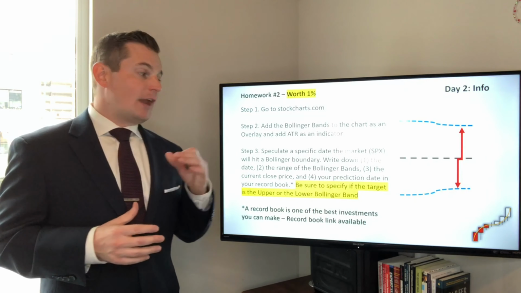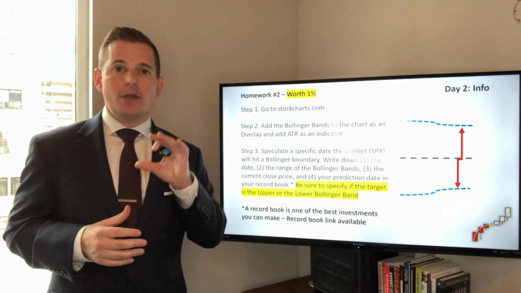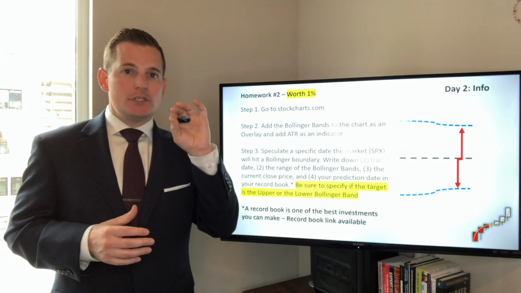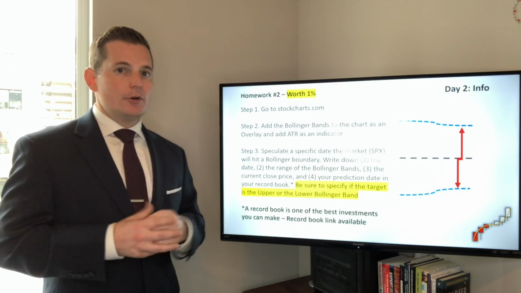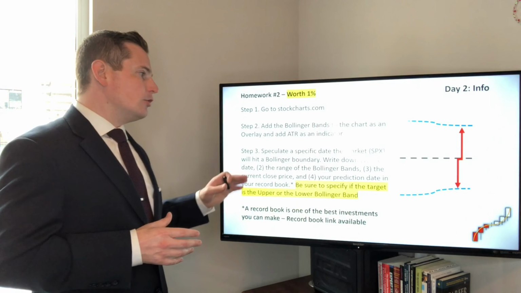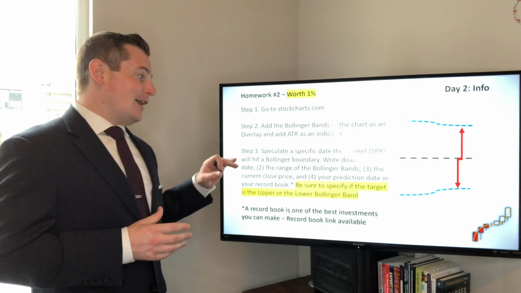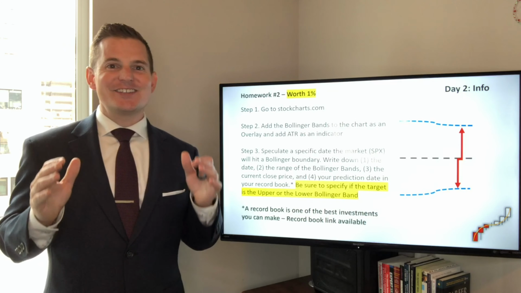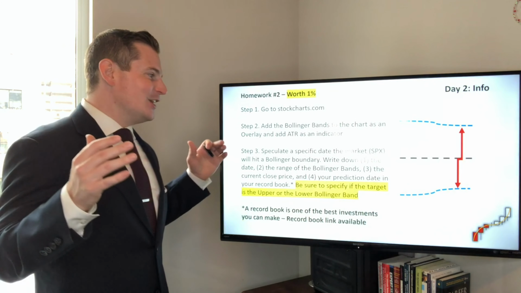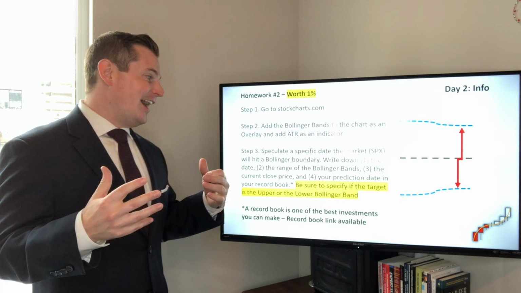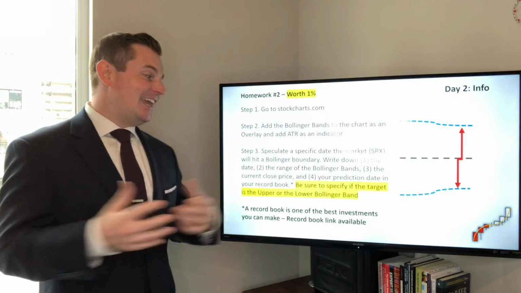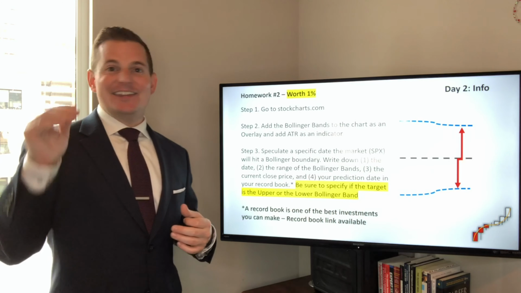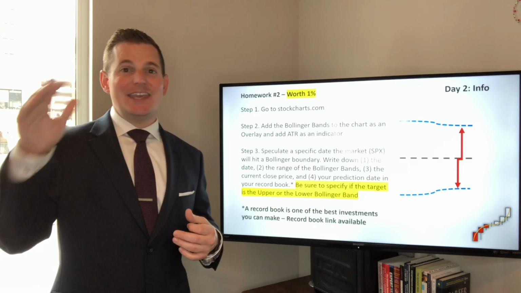And then you're going to write the range of the Bollinger Bands. When you pull up the Bollinger Bands on the chart, it should be in green at the top. You should see an upper and a lower number for the Bollinger Bands. And then you're going to want to write down the current close price. And lastly, and this is where it gets really fun, you want to specify a date that it's going to hit the upper or the lower Bollinger Band. And this is all speculation. This is just a guess, okay?